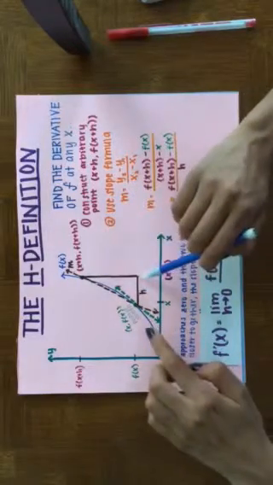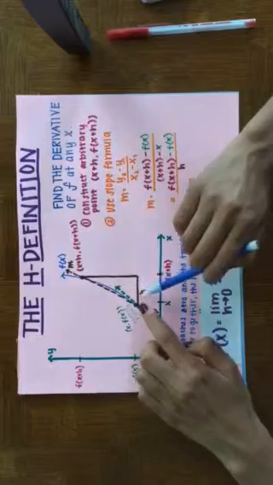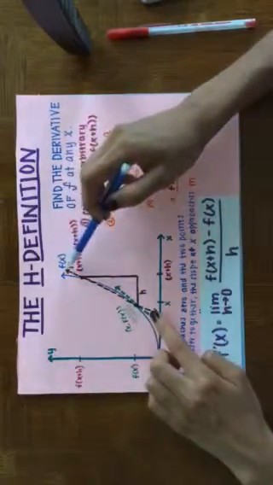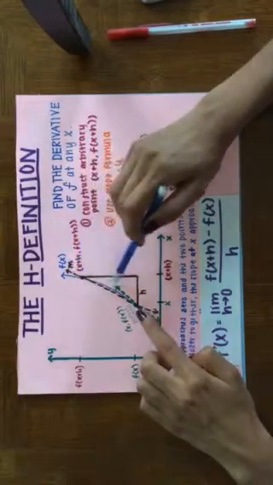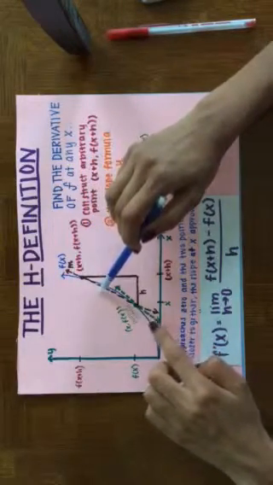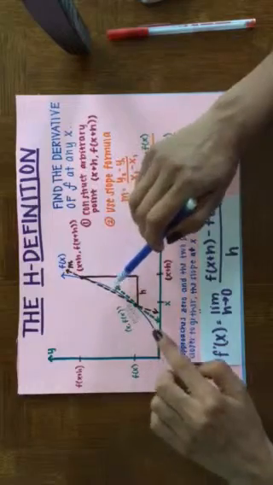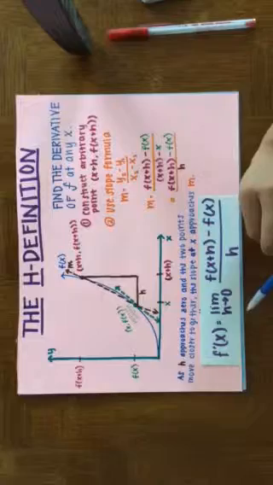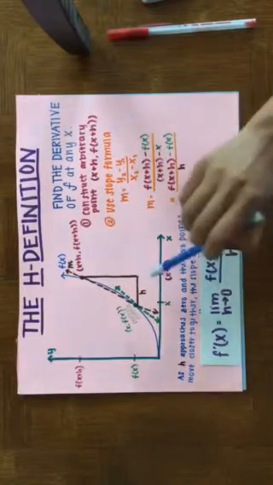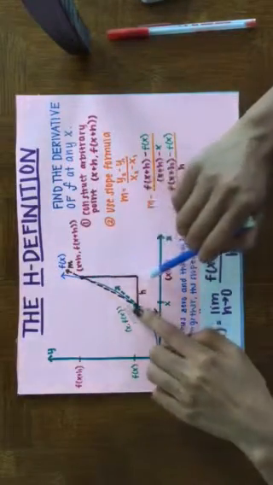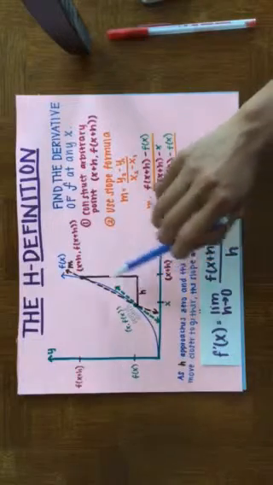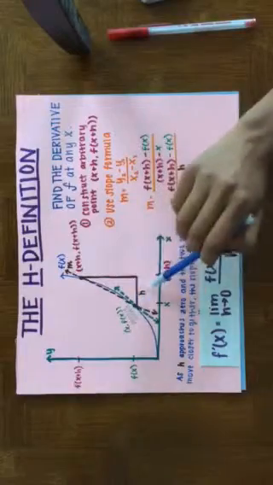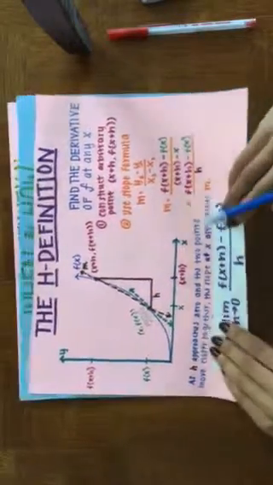As h approaches 0, or as the distance grows less and less, the two points get closer and closer, and the slope of the secant line, or the average rate of change, approaches the slope of the tangent line at the point of interest. So the derivative of f of x equals the limit as h, or the distance between the two points, goes to 0, of f of x plus h minus f of x all over h.